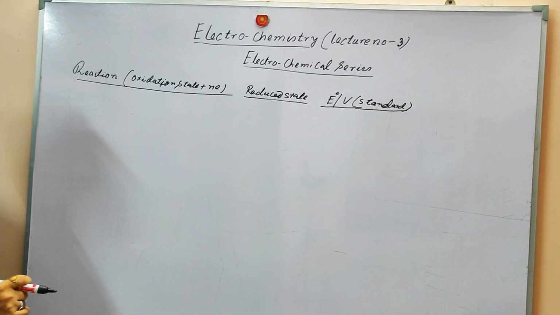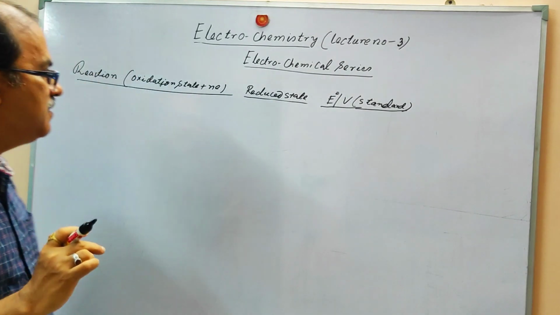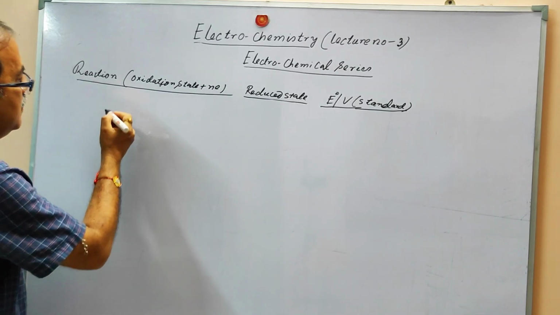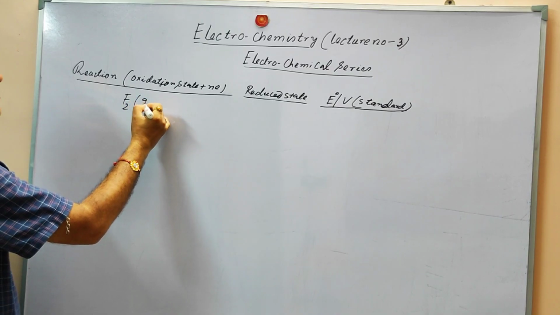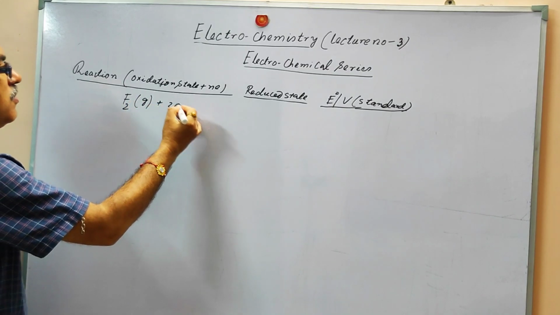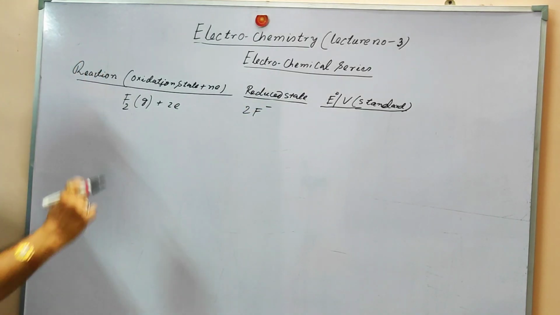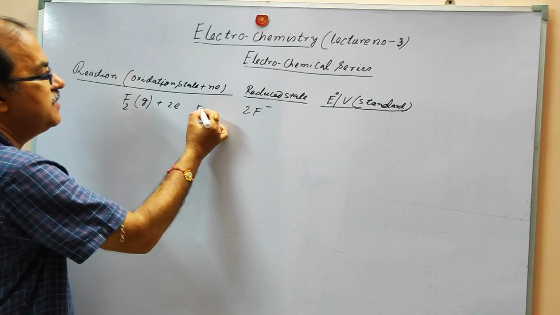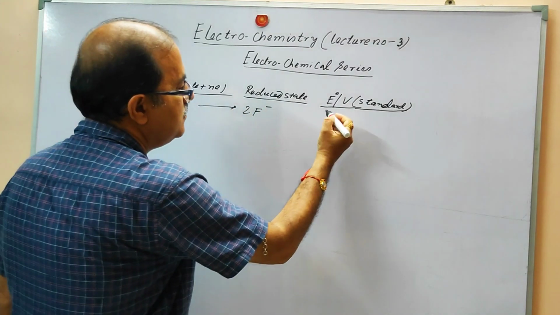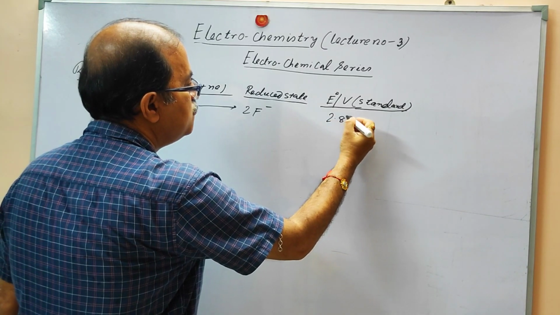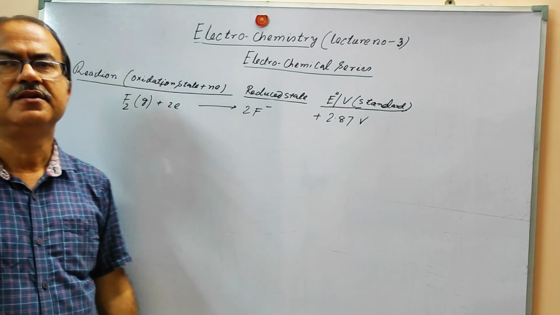So what we observe is that at the top of the table, fluorine is placed. Fluorine gas, the oxidized species, plus 2 electrons, produces its reduced state. This reaction has an electrode potential of plus 2.87 volt, and this is the reduction potential.